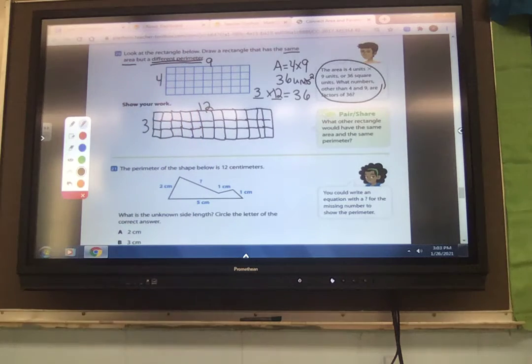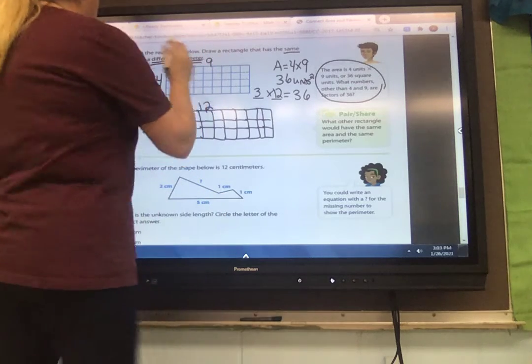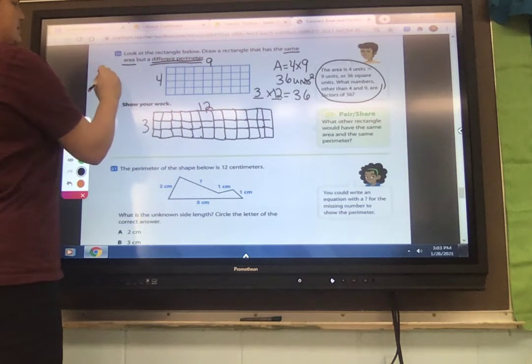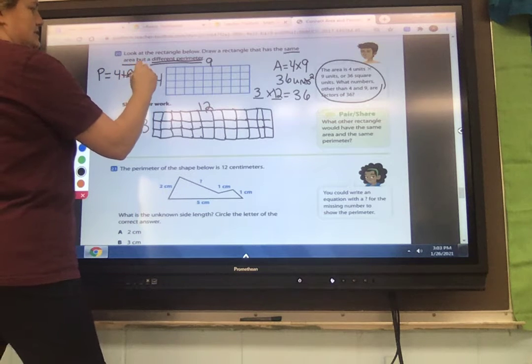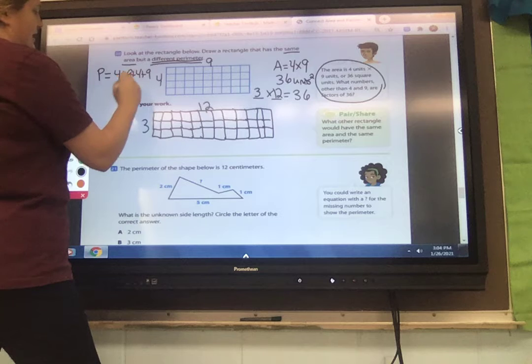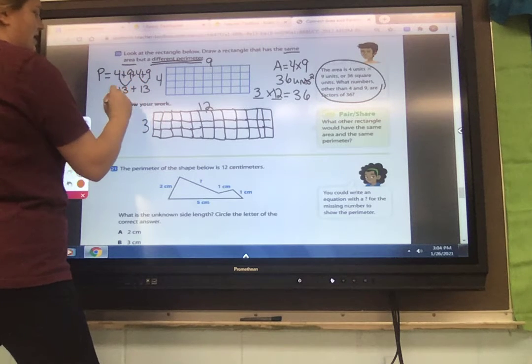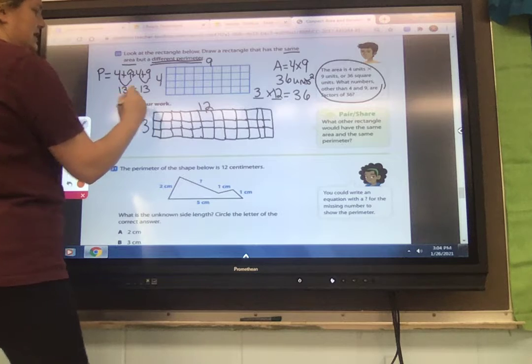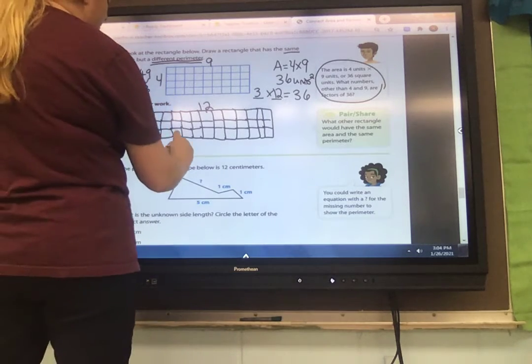Don't forget my area. Now, we said we want the perimeter to be different. It should be different, but I can check that. What was the perimeter up here? Let's go ahead and do that. 4 plus 9 plus 4 plus 9. 4 and 9 is 13 plus another 4 and 9, which is 13. 13 and 13, 26. Let's hope we get a different perimeter down here.